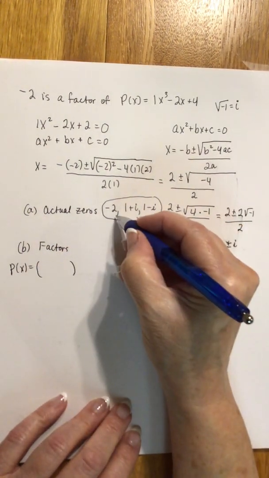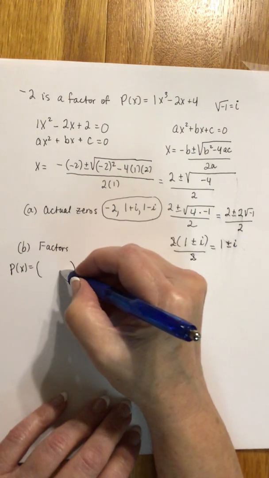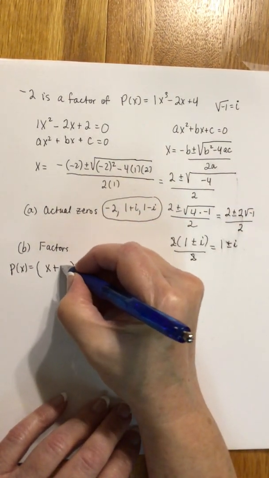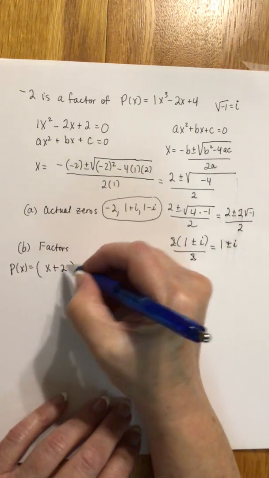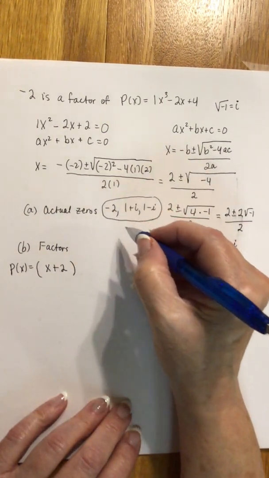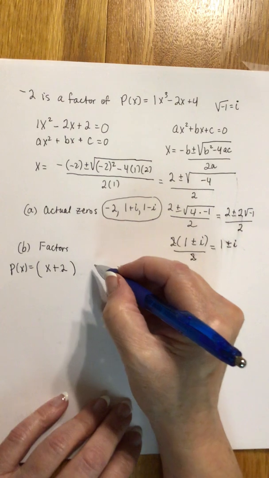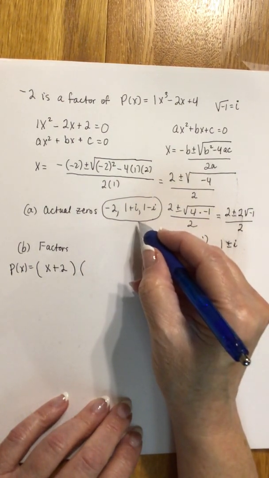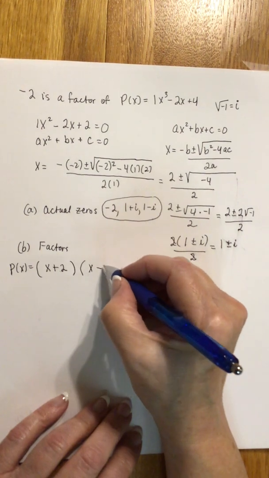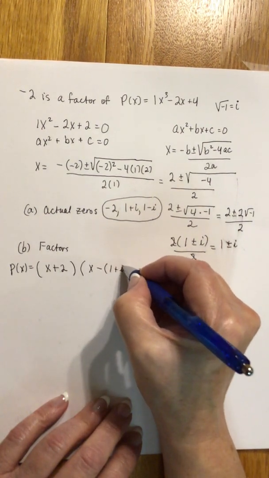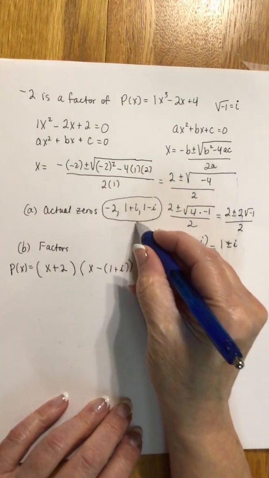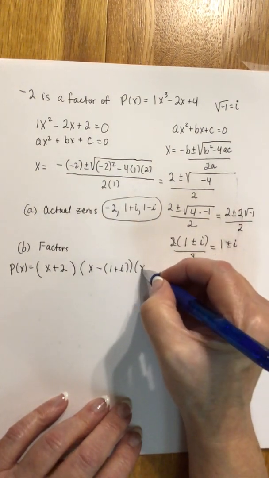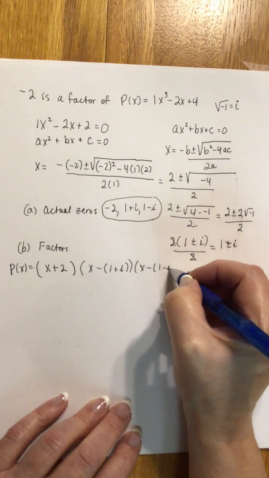For the first one then, what did this have to be in order to make that negative 2? Well, it would have to be x plus 2. X plus 2 and a negative 2 would make this come out to be 0. Same kind of thing on this one, 1 plus i, so it would be x minus parentheses 1 plus i. That one would be the positive, and this would be negative. And the third one is x minus parentheses 1 minus i.